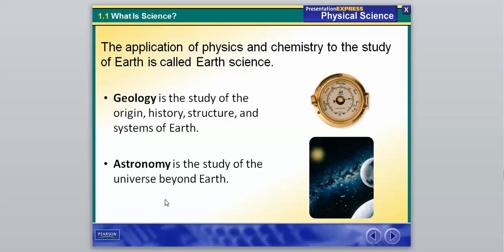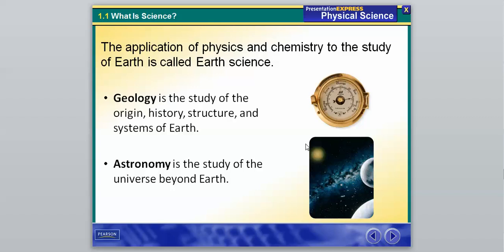And so our next branch, which remember is earth science, is the application of physics and chemistry to the study of the earth. We have two main branches within earth science. We have geology, which is the study of the origin, history, structure, and systems of earth. A lot of people just think geologists maybe look at rocks, but it's basically how the earth was formed and how it came to be how it is today. And there's a lot more to geology than the rocks.